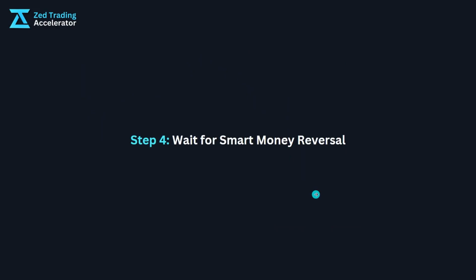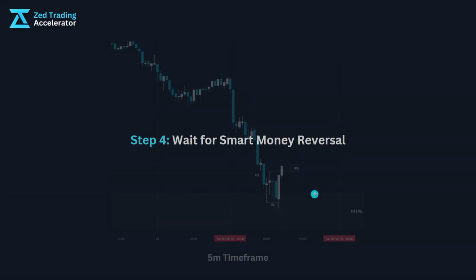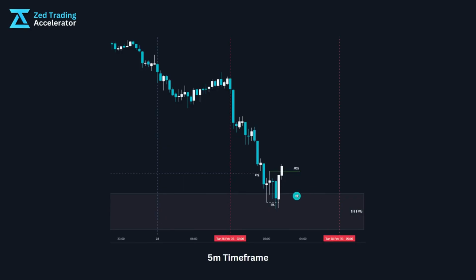Alright, so step 4, wait for smart money reversal. So as we can see right here, after reaching that 1 hour fair value gap, we took out this sell side liquidity. At the same time, the market shifted higher. We have our market structure shift right here. So we should be looking now for a long position.